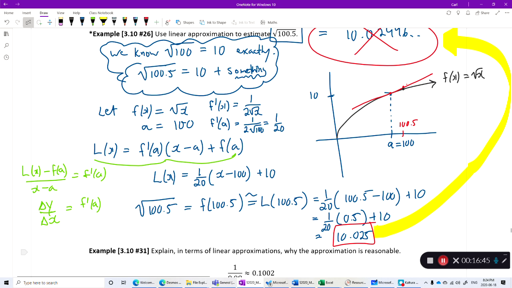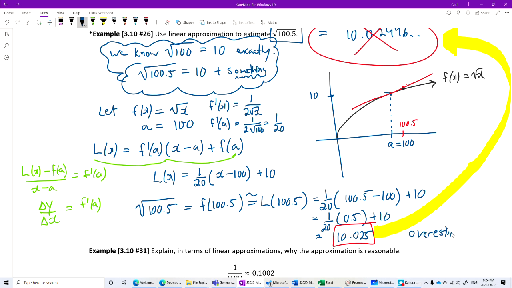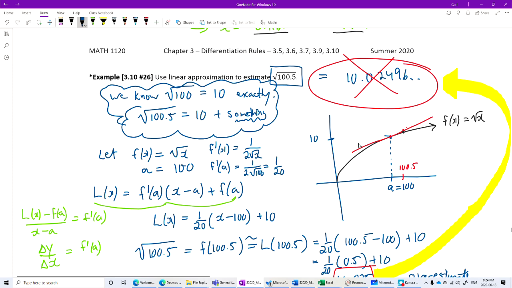So notice, is it an underestimate or an overestimate? It's an overestimate because, well, you can see that it's too big. It's a little bit bigger than the exact value. And we know it should be an overestimate because this function is concave down. The tangent line is on top. Okay.